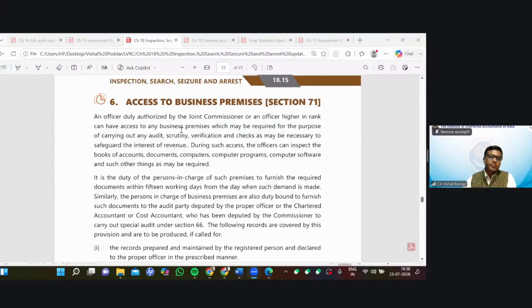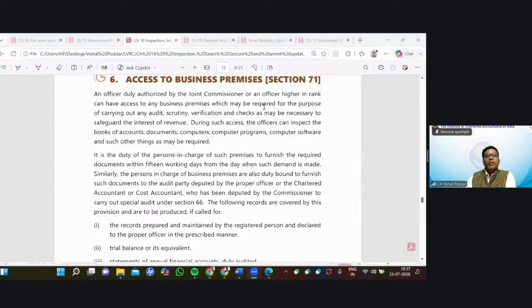Now we come to another power, that is access to business premises. Now, you'll say, sir, we already studied investigation, we already studied search. What else is this? So, see, many times it is possible that I do not necessarily believe that you are a tax evader, but still, I want to confirm by checking your books. And for the purpose of checking your books, I wish to visit your premises. I may call for the books in my office, but I have a doubt that you may not bring everything. In such cases, this particular power may be resorted to.